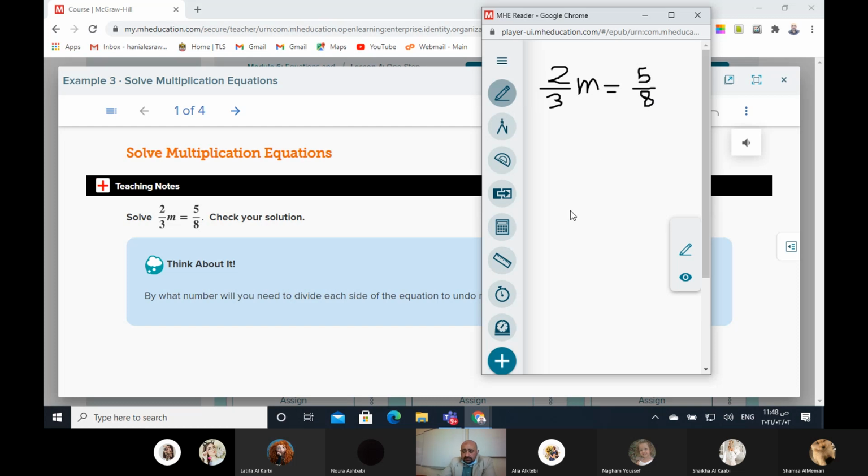Right. Listen to me, please. What is the variable here? The variable m, and we want to solve for the value of m. 2 over 3 is the coefficient. What is the operation between 2 over 3 and m? Multiplication. So, to solve for m, we must remove 2 over 3. How to remove 2 over 3? Divide by the same coefficient. Divide by 2 over 3 on the two sides.